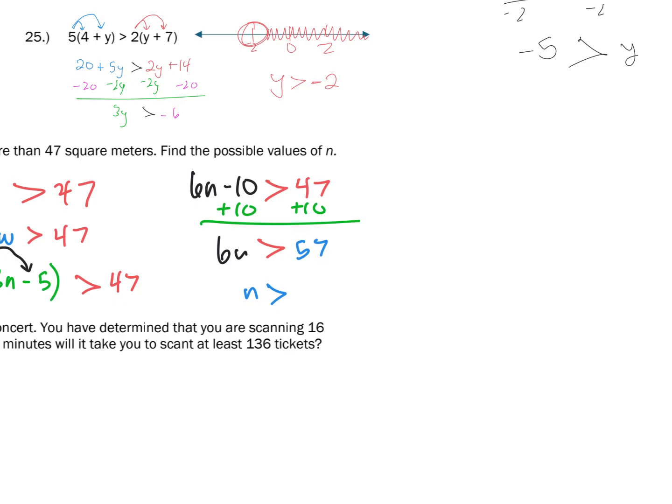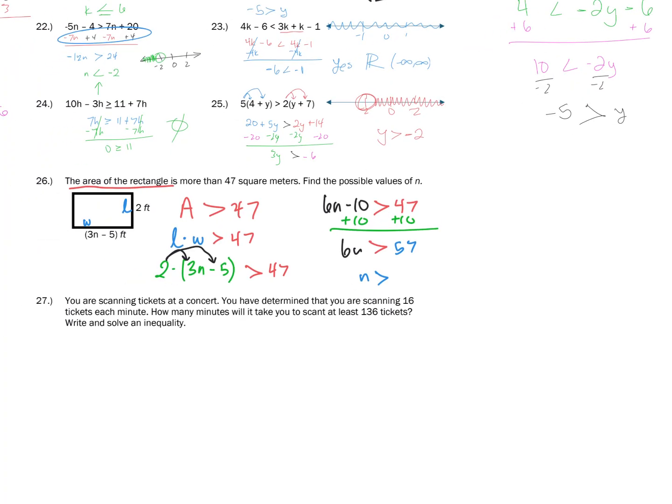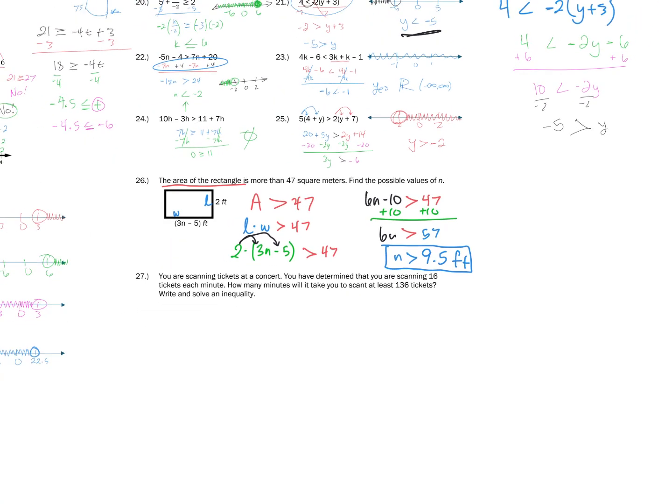n is greater than, let's see, 6 times 9 is 54. I think this is 54. I'm sorry, 6 times 9 is 54. And then we would have 9.5 feet is what n stands for. All right, I'm sorry, n is bigger than 9.5 feet.